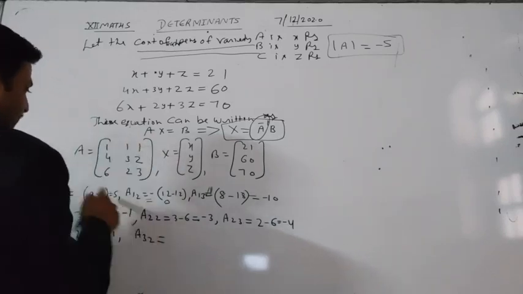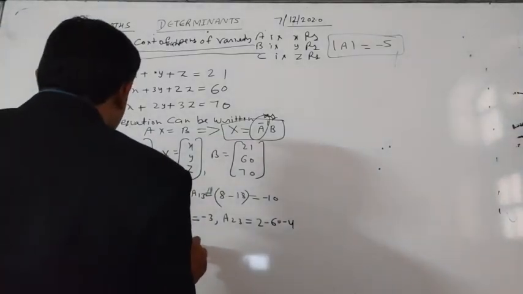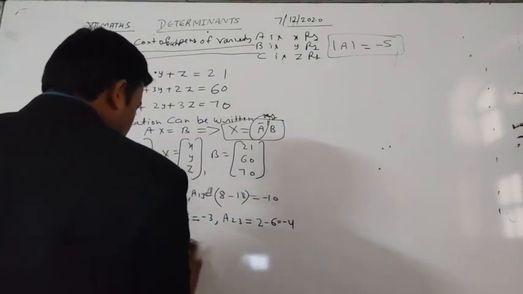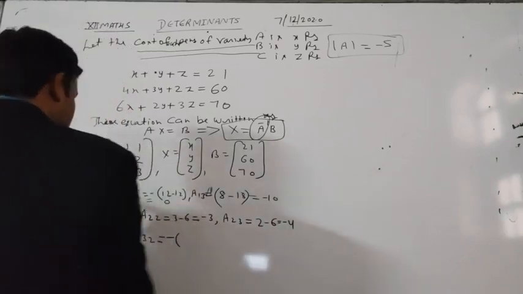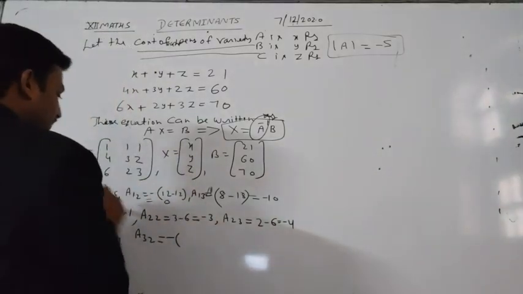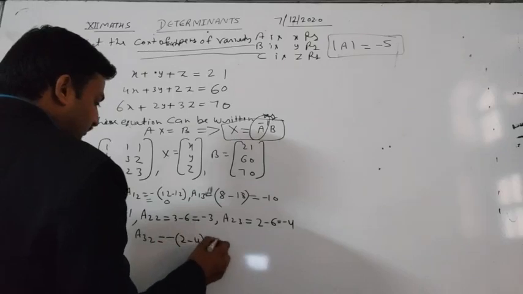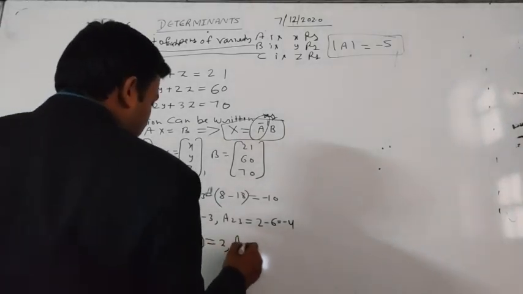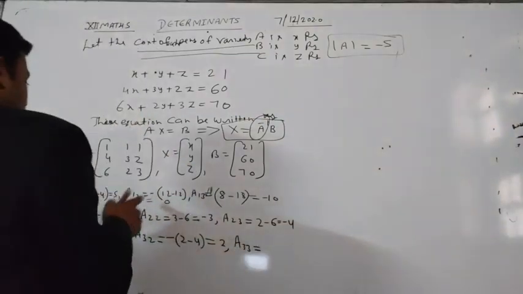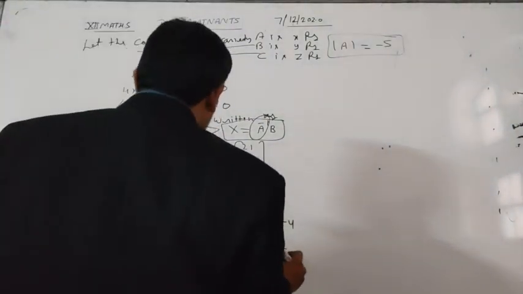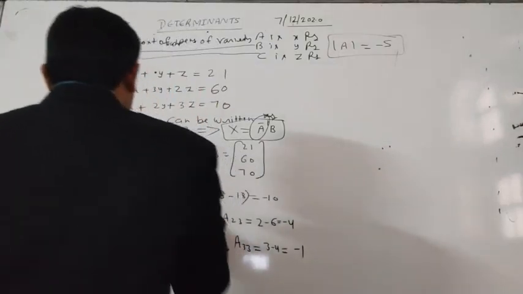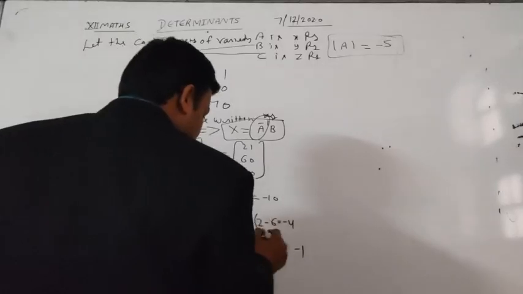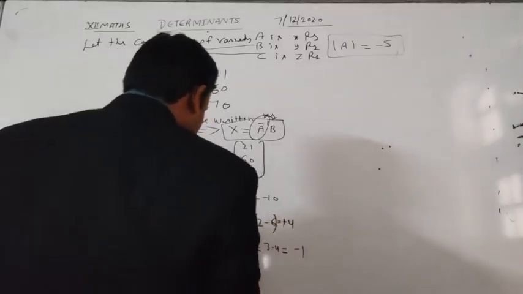A32 is with a negative sign: 3 minus 4... rather, 2 minus 4, which is minus 2, and minus and minus gives plus 2. And A33 is 3 minus 4, which is minus 1. Then the sign for this one: minus 6, so it will be positive. Okay.